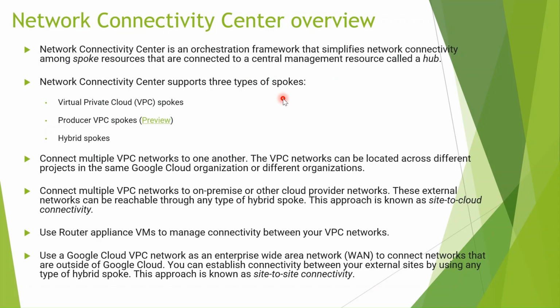All, today we will talk about Network Connectivity Center and we will see how we can use it and what options we have inside it. So basically Network Connectivity Center is an orchestration framework provided by Google Cloud and it simplifies our network and connectivity among spoke resources that will be connected to a hub. So basically we create a hub inside that and with that hub we connect multiple spoke resources.